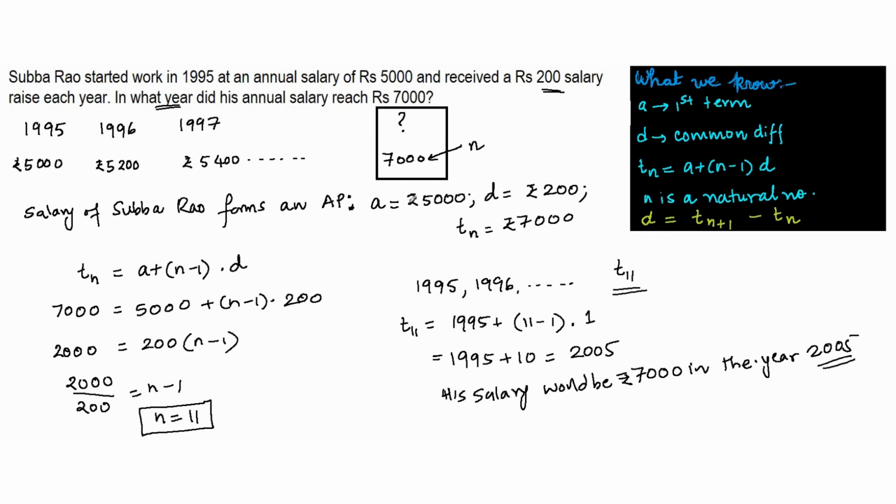Again, I first took the salary. The salary of Subbarao was actually forming an arithmetic progression. So I found which term was 7,000 in this particular arithmetic progression. I found that it was the 11th term, and then the years again formed an AP. So 1995 being the first year, I found the 11th term in this particular AP of years, and I got the answer as 2005. That means his salary would be rupees 7,000 in the year 2005. Again, pausing for a minute.